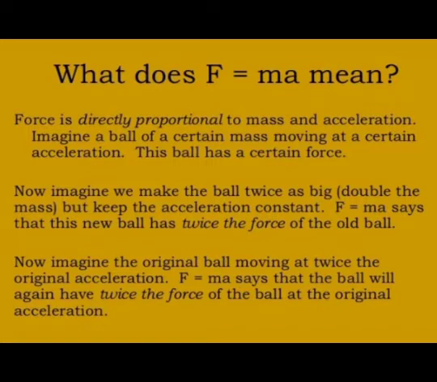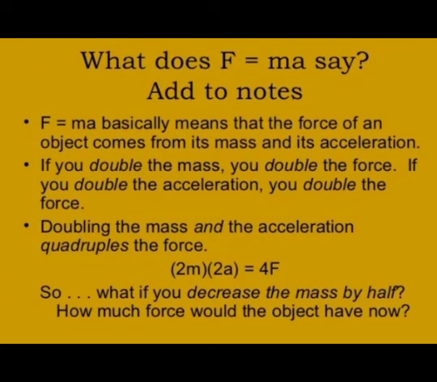Now imagine we make the ball twice as big, or double the mass, but keep the acceleration constant. F equals ma says that this new ball has twice the force of the old ball. Now imagine the original ball moving at twice the original acceleration. F equals ma says that the ball will again have twice the force of the ball at the original acceleration. F equals ma basically means that the force of an object comes from its mass and its acceleration.